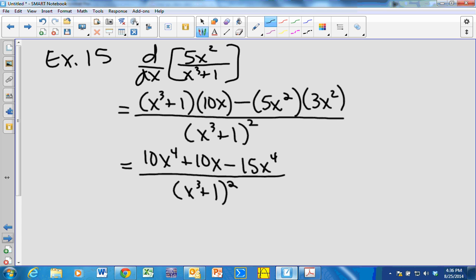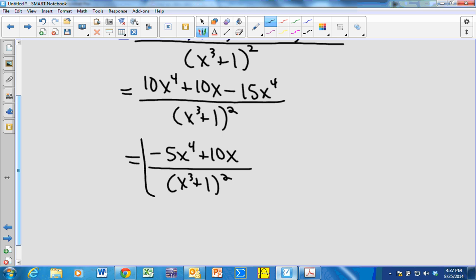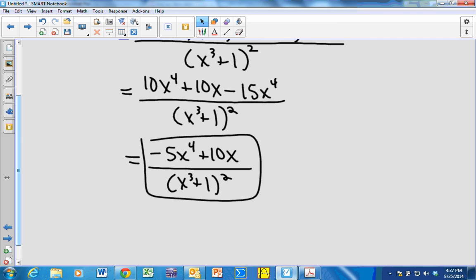So one last thing, we can just add those like terms. So we get negative 5x to the fourth plus 10x over x cubed plus 1 squared. And that's the answer, and we're done. Be sure you leave your denominators alone. Do not multiply them out. Numerator had to get multiplied in order to add terms, but the bottom should stay factored. All right, so that is it for what we're going to do for rules for differentiation, and we'll talk about higher order derivatives in class.